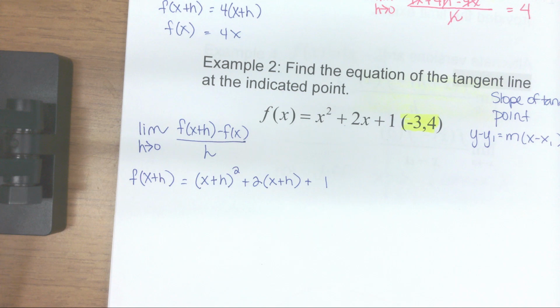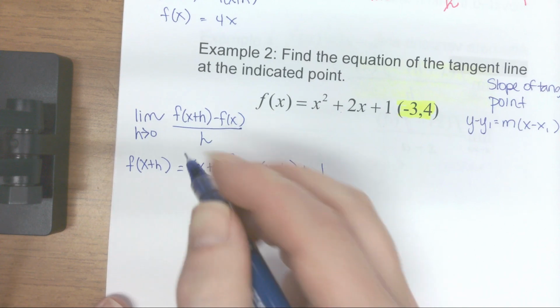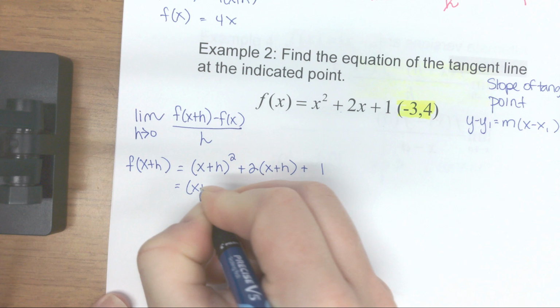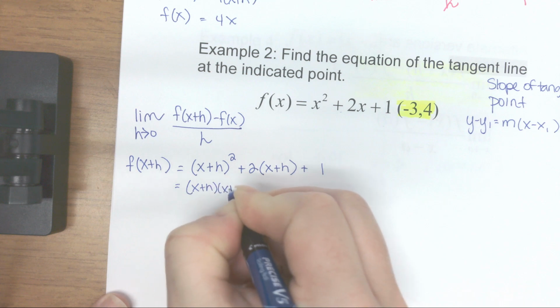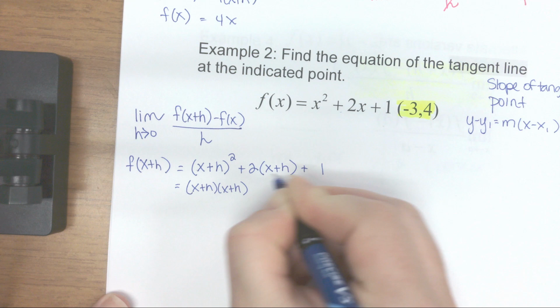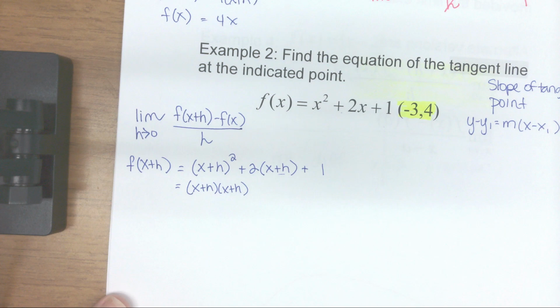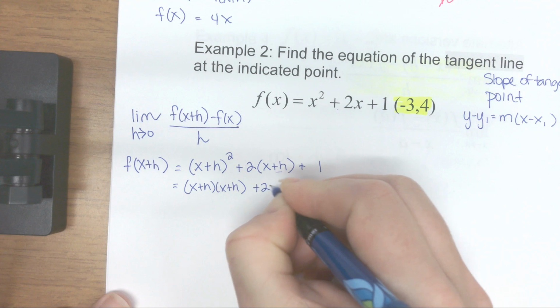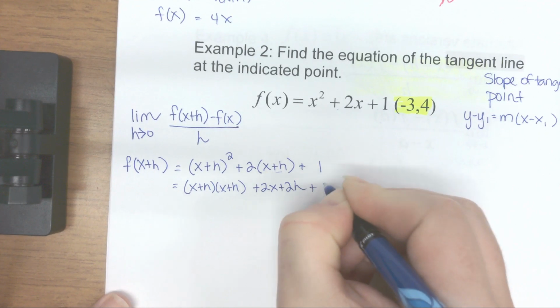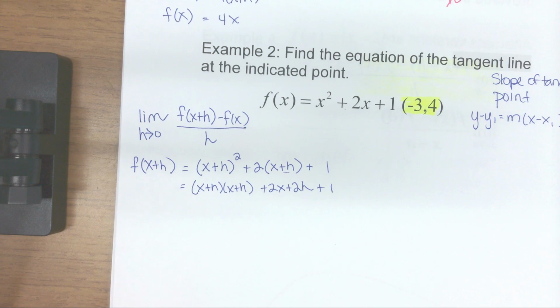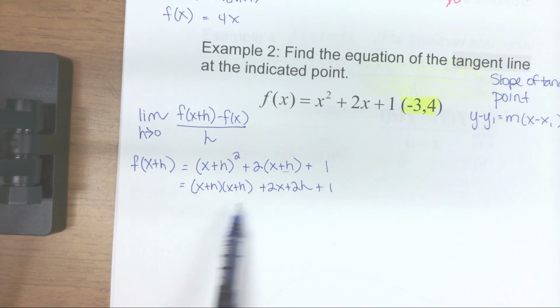Okay. Now, the same thing's going to happen in a minute, and I'm going to need some things to cancel, so I'm going to expand this. x plus h squared is x plus h times x plus h. What does this distribute to be? 2x plus 2h plus 1. Okay, I'm going to give you a minute. Would you expand this and then add any like terms?